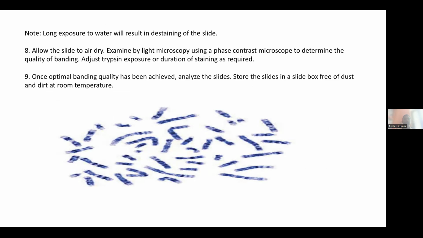Allow the slide to air dry and examine by light microscopy, using a phase contrast microscope to determine the quality of banding. Adjust trypsin exposure or duration of staining as required. Once optimal banding quality has been achieved, analyze the slides and store them in a slide box, free of dust and dirt, at room temperature. You can easily see here how the banding patterns appear after staining with Giemsa stain.